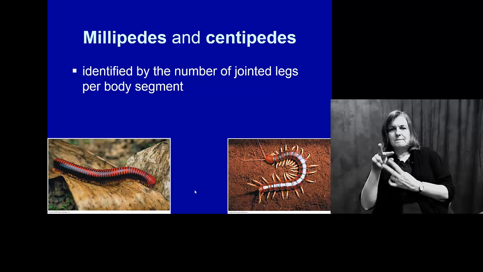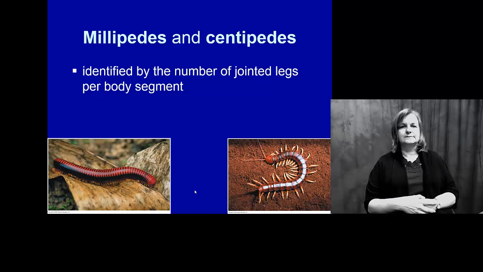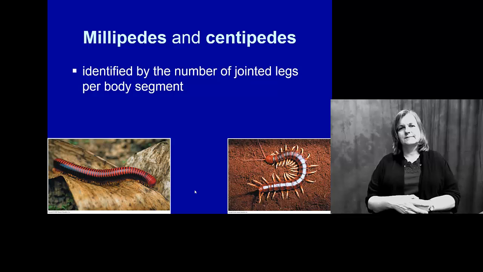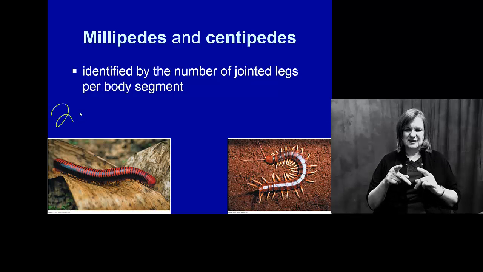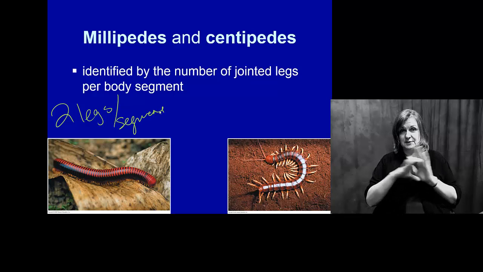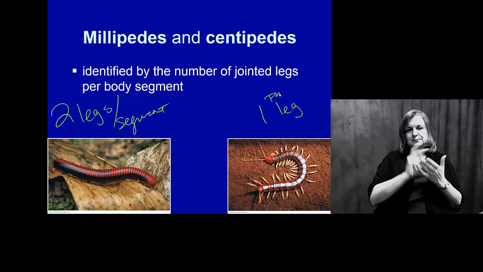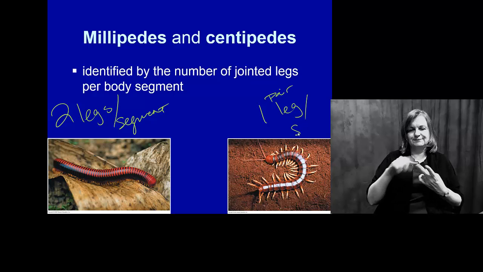Our millipedes and centipedes, just because they're kind of curious little things, that does not mean they have 1,000,000 legs or 1,000 legs, okay? We actually look at our millipedes as being 2 legs per segment, as opposed to our centipedes that are 1 pair of legs per segment.